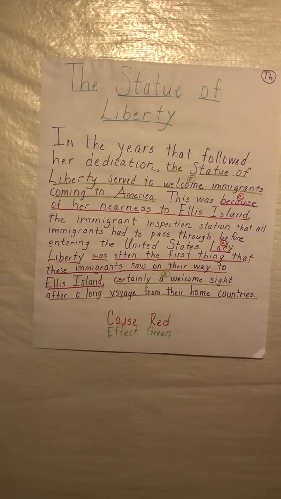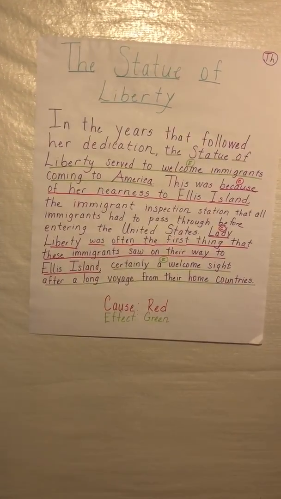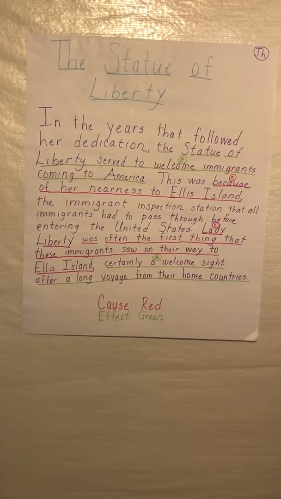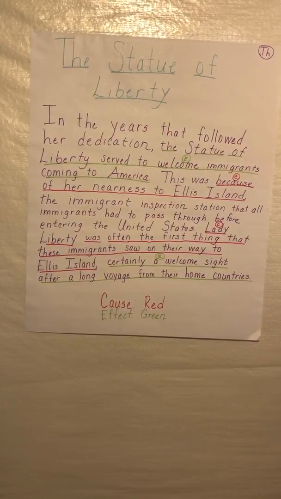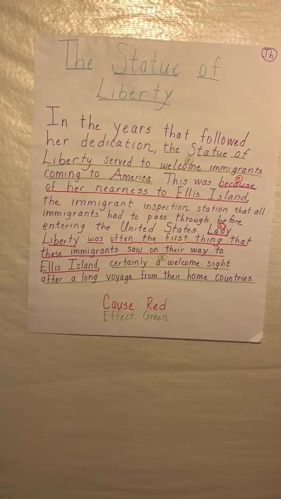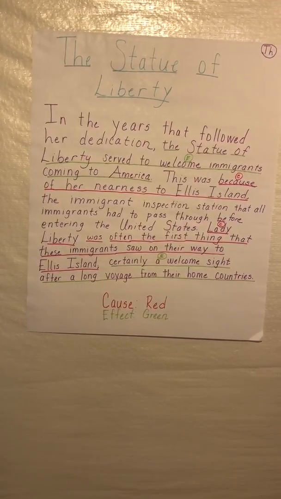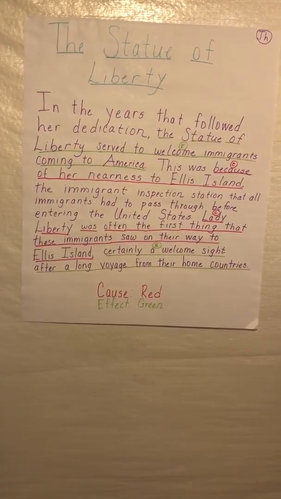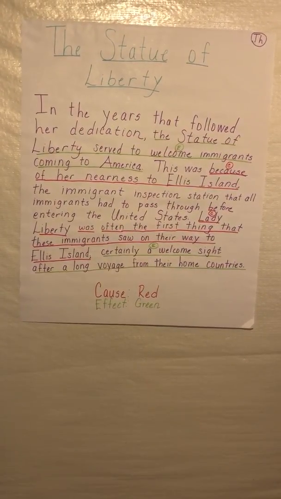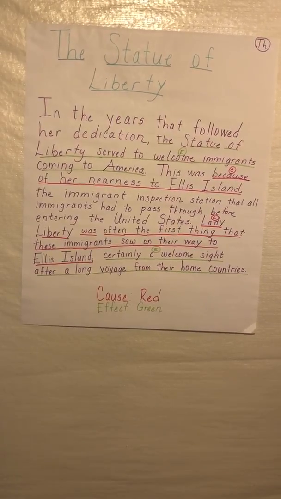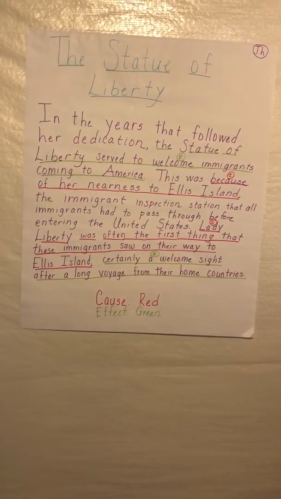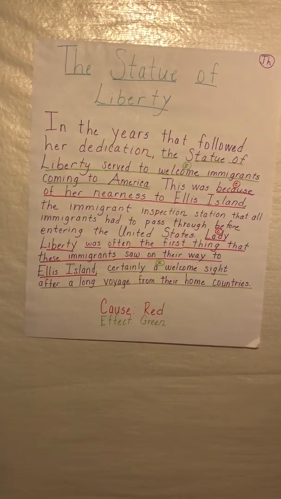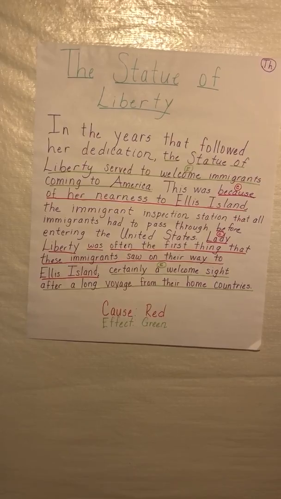It states, in the years that followed her dedication, the Statue of Liberty served to welcome immigrants coming to America. This was because of her nearness to Ellis Island, the immigrant inspection station that all immigrants had to pass through before entering the United States. Lady Liberty was often the first thing that these immigrants saw on their way to Ellis Island. Certainly a welcome sight after a long voyage from their home countries.